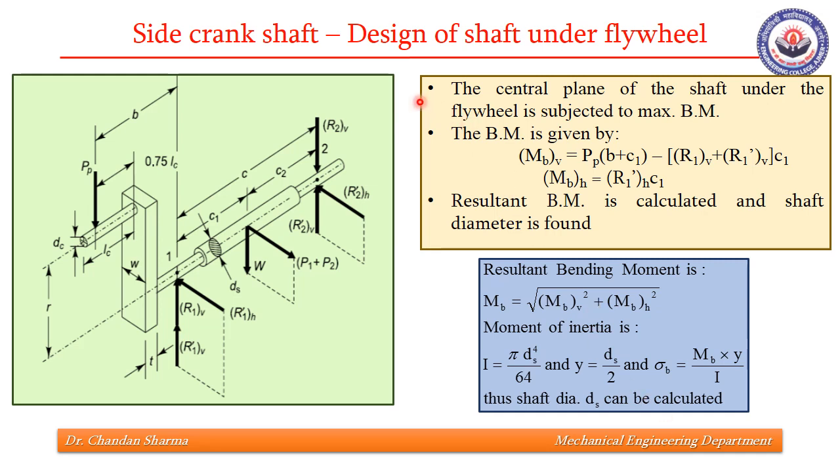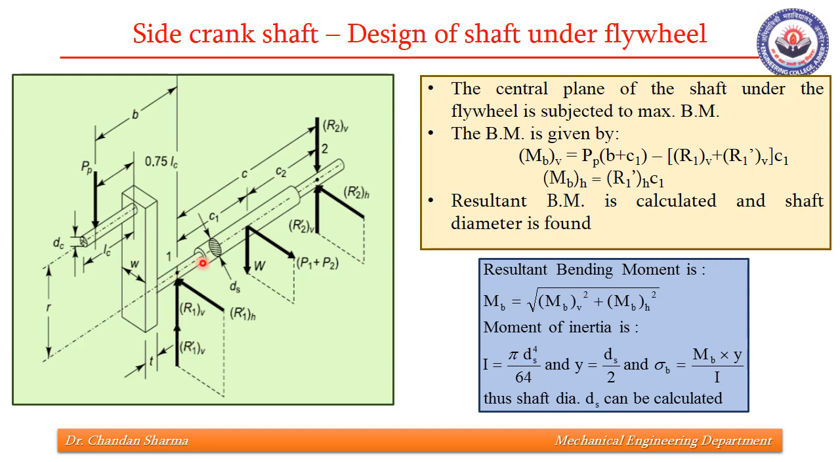Coming to the next component, that is design of shaft under flywheel. This is the shaft where flywheel is being mounted. We need to find the diameter of the shaft. So central plane of the shaft under the flywheel is subjected to maximum bending moment. Now it will be subject to maximum bending moment due to the forces, which is PP, and due to the forces due to the reactions, which is vertically upwards here.